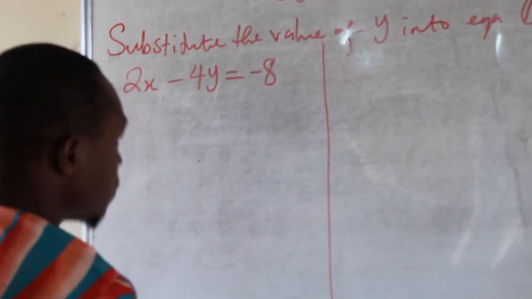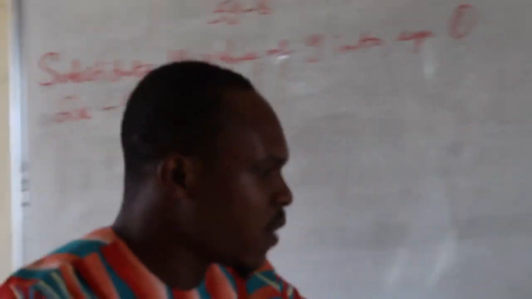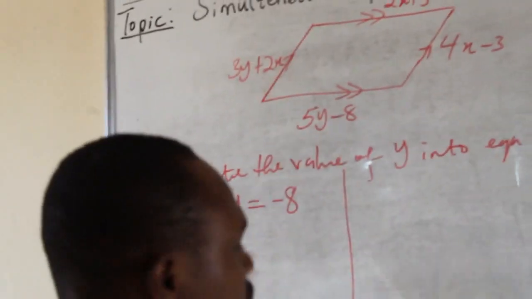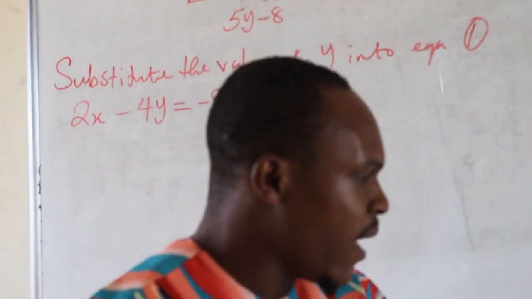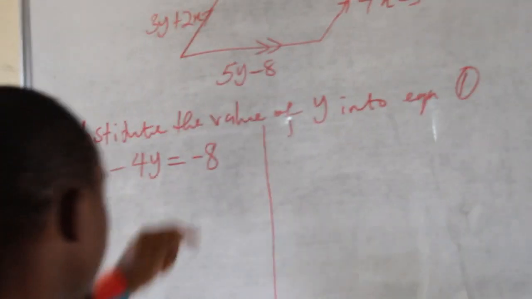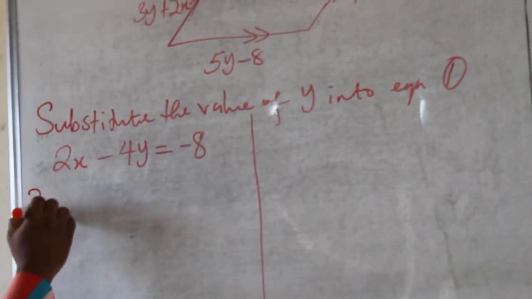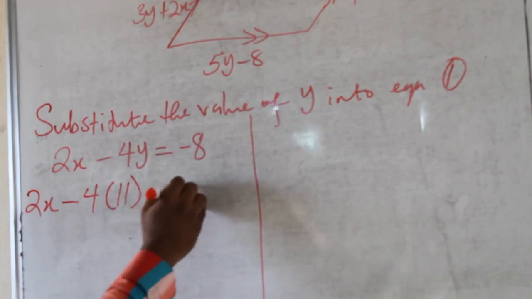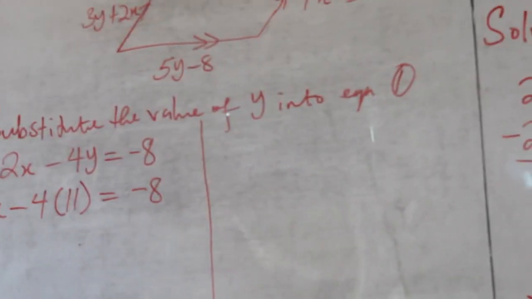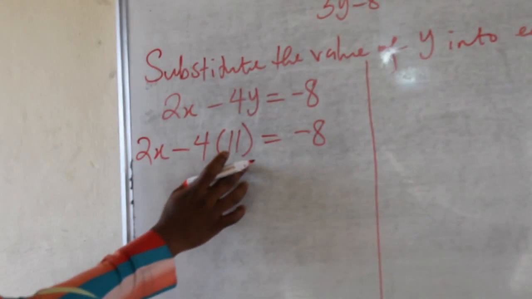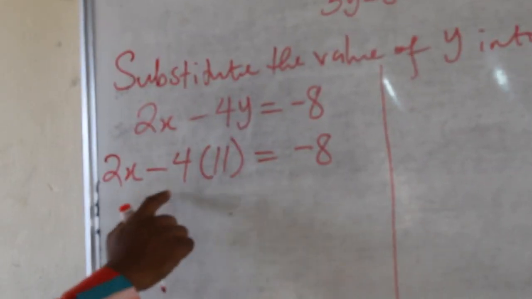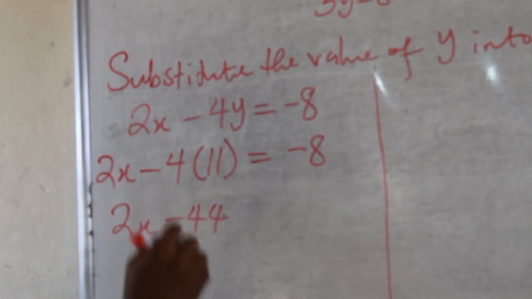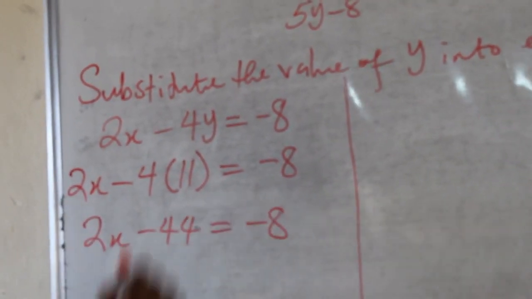We can choose this one. Since our value of y here is 11 centimeters, substituting the value of y into this equation means replacing y with 11 centimeters over here. So we have something like this: 2x minus 4 into 11 is equal to minus 8. If we remove the brackets here, we multiply 11 by minus 4. So we have 2x minus 44 is equal to minus 8.